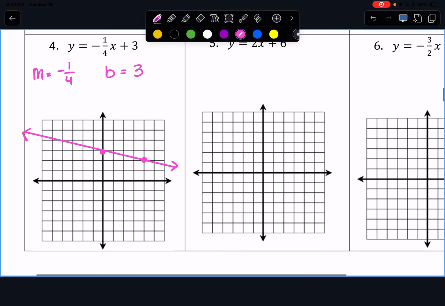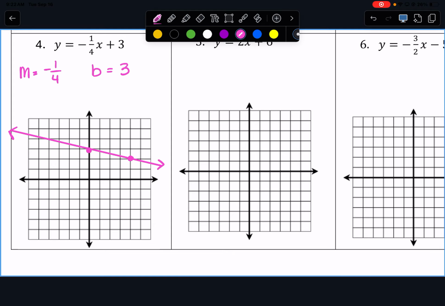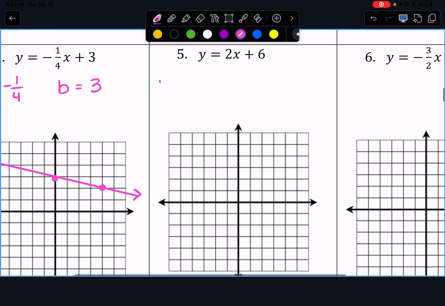All right, now, for number 5, what is our slope? 2 over 1. What is our y-intercept? So I'm going to graph that at 6. 1, 2, 3, 4, 5, 6. Can I go up 1 to the right 1 here to put my point? Okay, so what do I need to do? Go down in which way? Go down 2, then left 1.